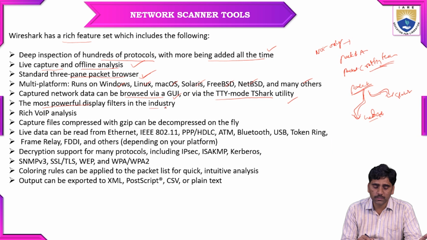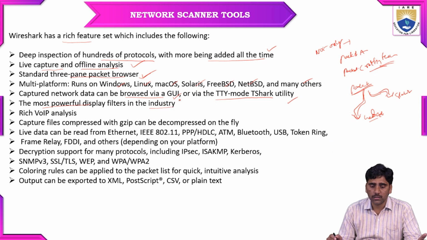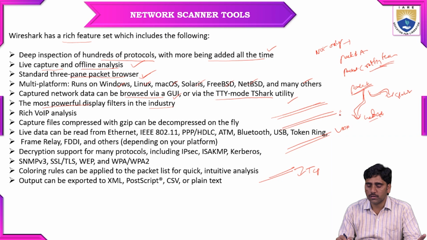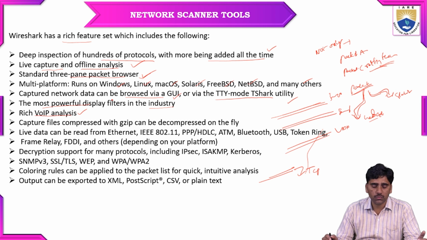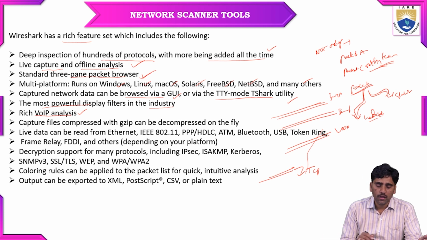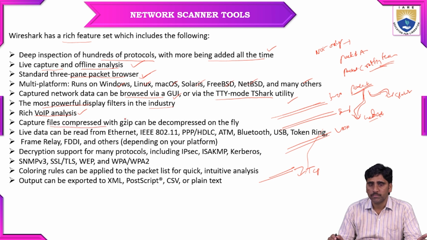The most powerful display filters in the industry are also included. Each and every protocol is displayed in a different color. TCP is one color, UDP is one color, ICMP is one color, SMTP is one color, like that. All the protocols have different filters applied. And rich voice over internet protocol analysis, and capture files compressed with gzip can be decompressed on the fly.